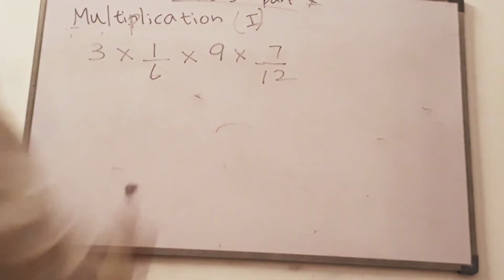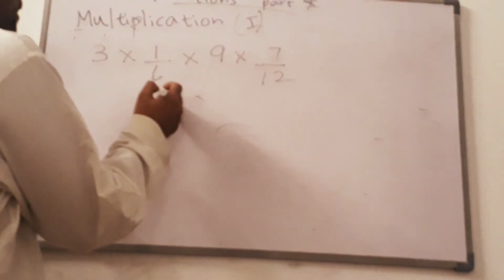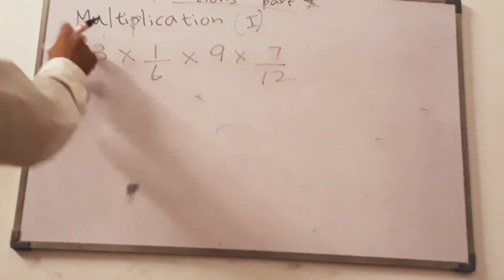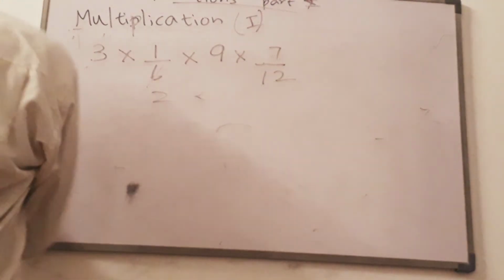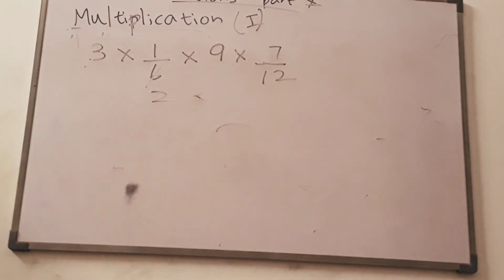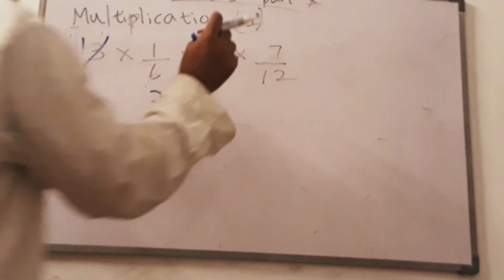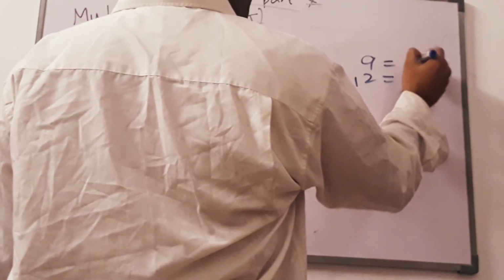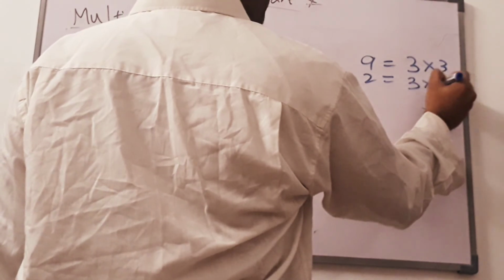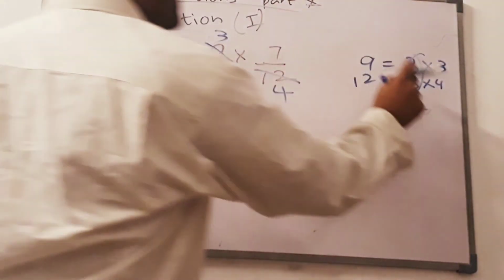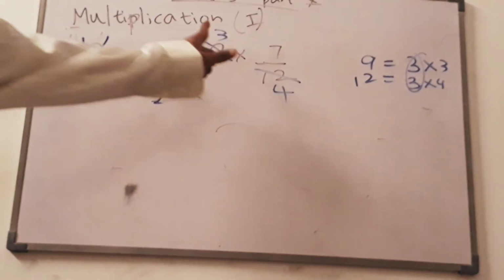9 and 6 with 3s. Okay, how many 3s are there in 6? Or we say we can simplify 3 and 6: 1 three and 2 threes. Same as, we can simplify 9 and 12. 9 and 12 both have 3 as the common factor. 3 times 3 and 3 times 4. So 3 is the common factor. So there are 3 threes and 4 threes. 3 times 3 is 9, 3 times 4 is 12. So we can simplify 9 and 12 by 3.